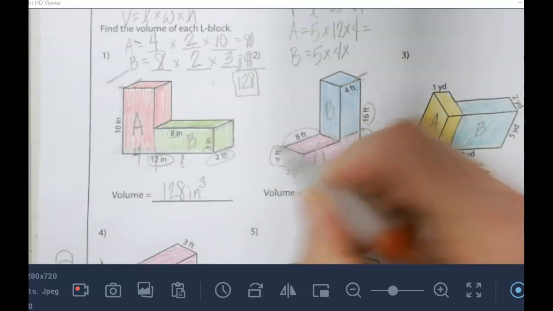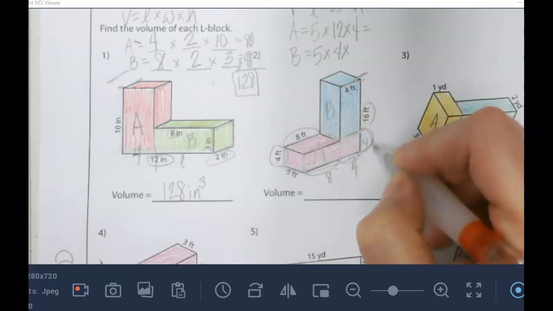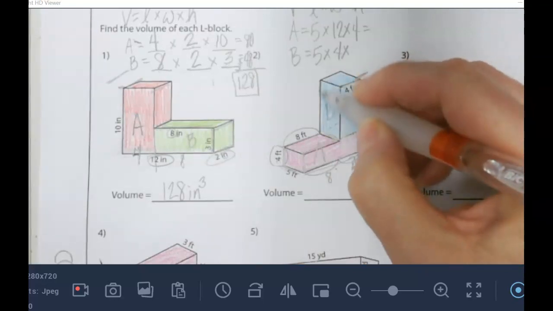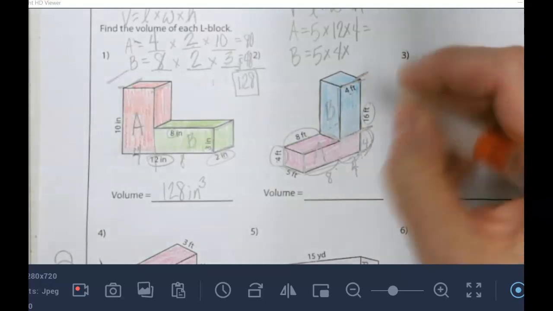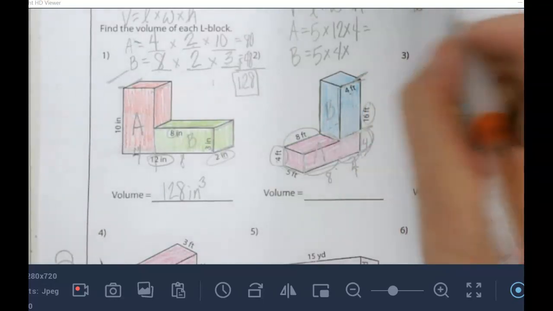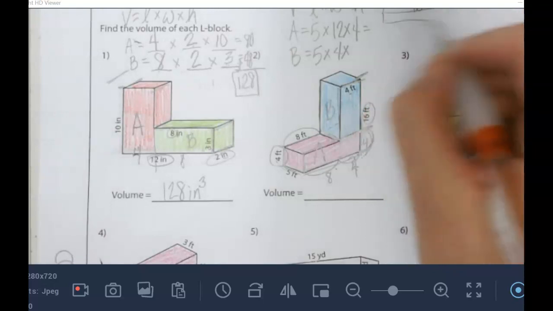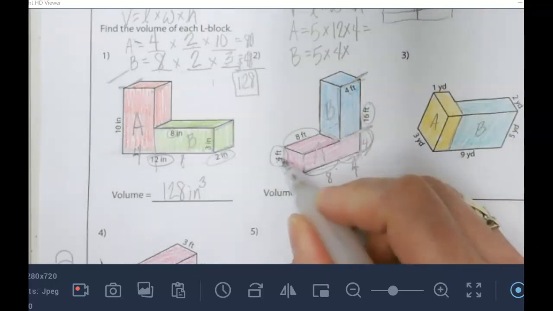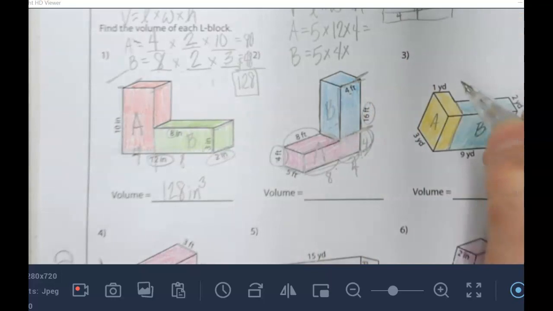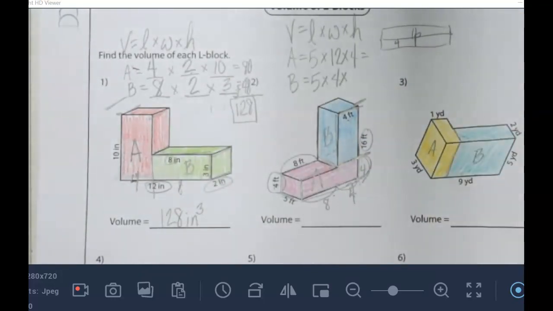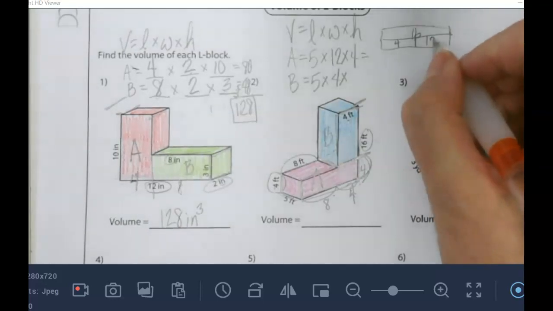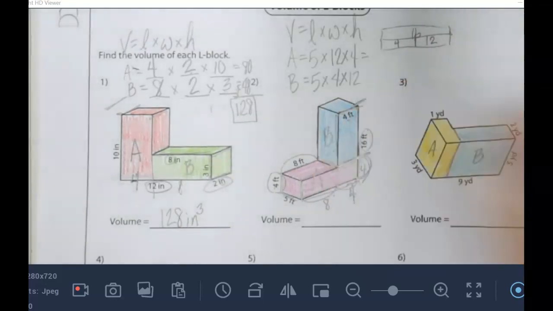And then my height, well, this whole thing is 16, but I only need from here for shape B. We figured out that it's 4 for A, so now we need to figure out, because it doesn't tell us, what this part is. The whole is 16, and one part is 4. So what plus 4 equals 16? 12. So my other measurement is 12.